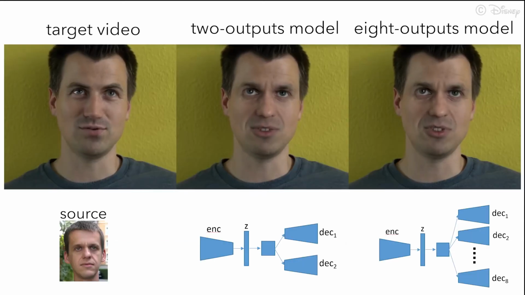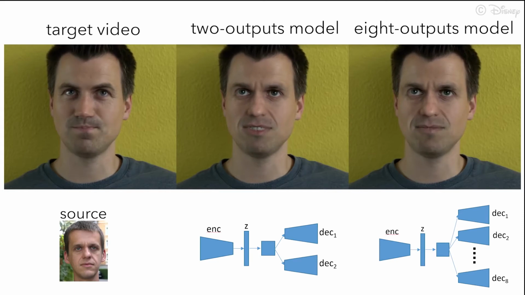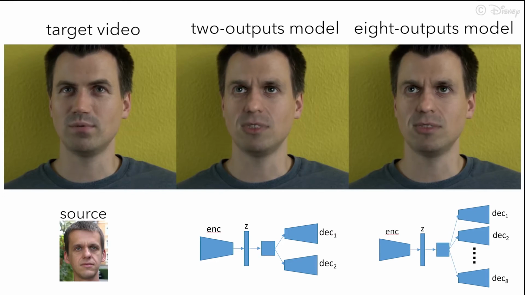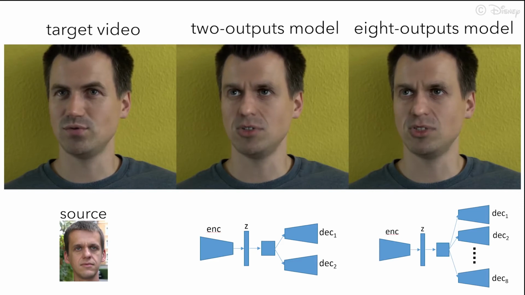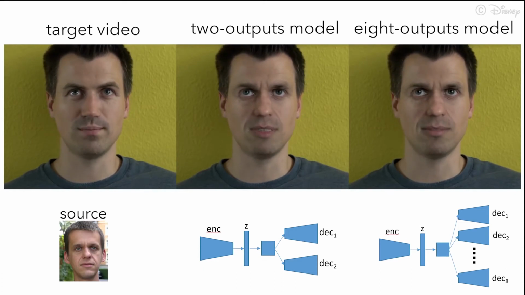Our multi-way model not only allows any pair of identities in our data to be swapped, but also provides for richer representations of facial behavior. Here we compare a source-target swap using our model trained on only 2 identities, with the same swap in a model trained on 8 identities. Notice that the 8-way model more faithfully reproduces the target behavior, despite both models seeing exactly the same data for the specific source-target pair.